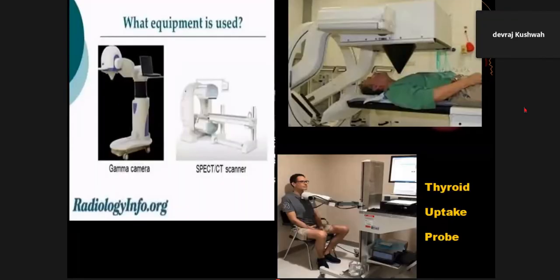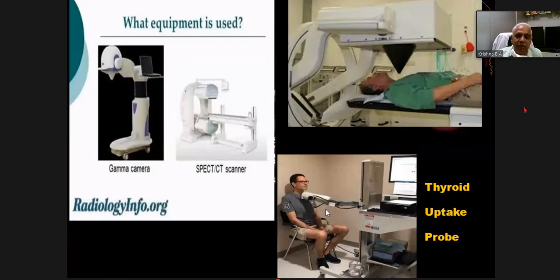In thyroid imaging, the equipment that we use is called the gamma camera, which takes the image. What you see here is a new type of thyroid scan image scanner which can be put in a corner of a clinic. In the United States, these are used in a clinic. And this is a gamma camera which produces the image.